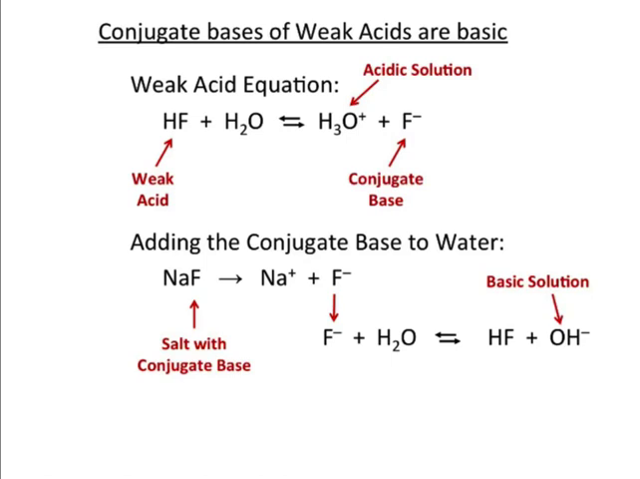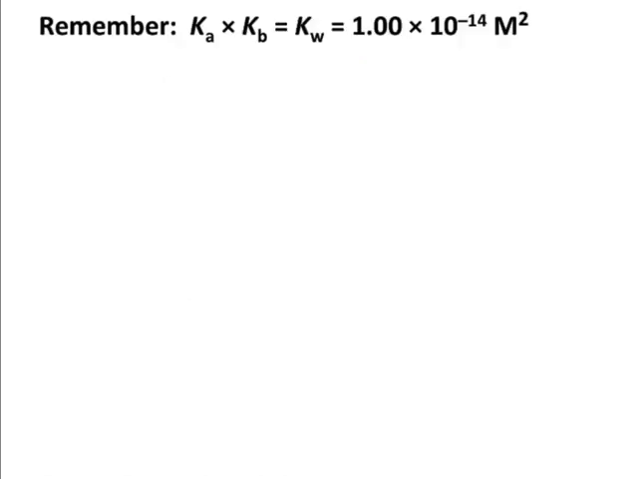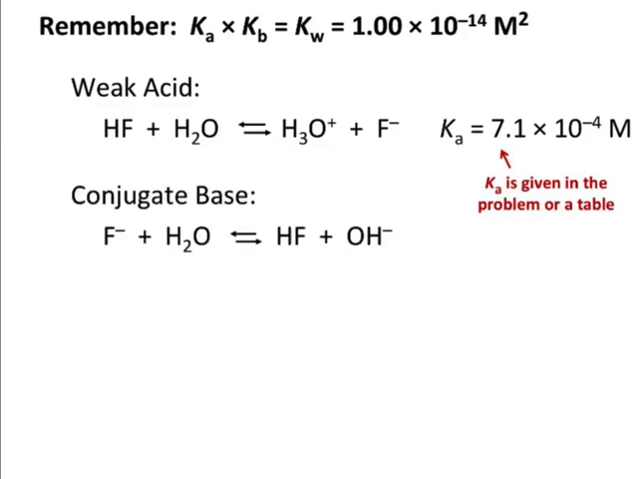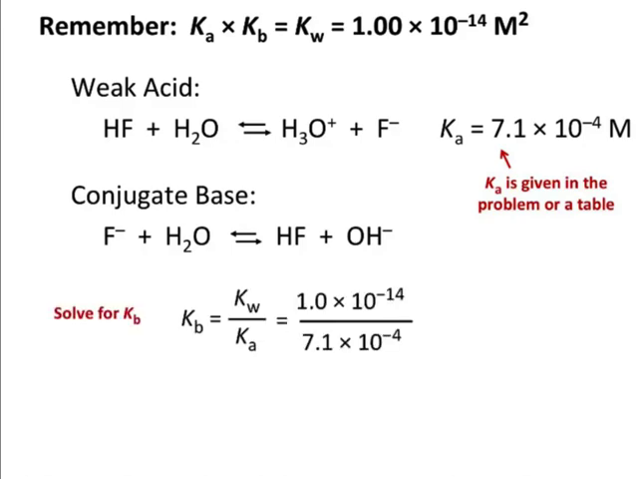Okay, so let's put some numbers on this. Remember, Ka times Kb equals Kw. And here's the equation for the weak acid again, just from the previous slide. Here's its Ka. You would find it either in the problem or in a table somewhere. Here's the equation from the previous slide for a conjugate base, and we want to solve for Kb. So you divide Kw by Ka, and then it gives you the Kb for just the fluoride anion. Now this number is bigger than 10 to the negative 14th, so it means it's actually going to function as a base.